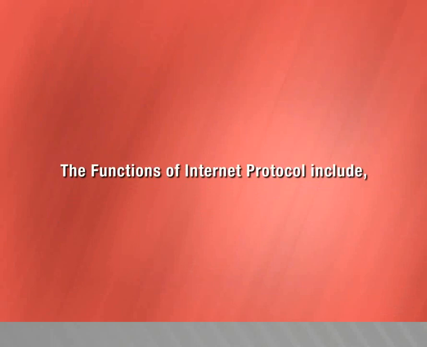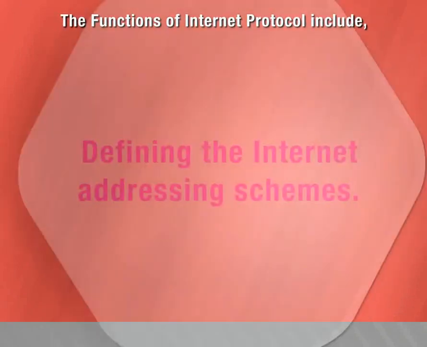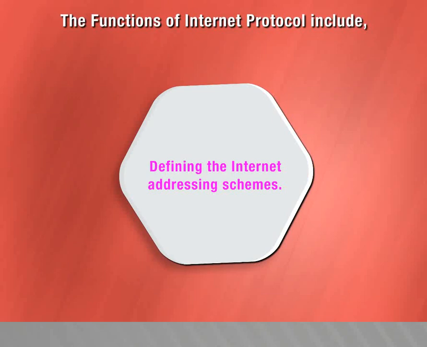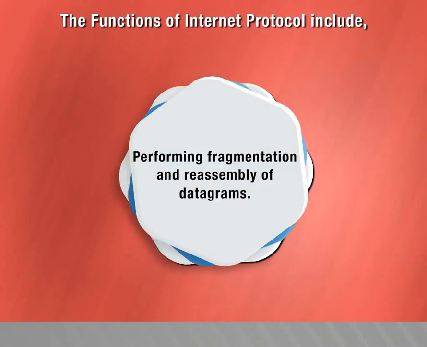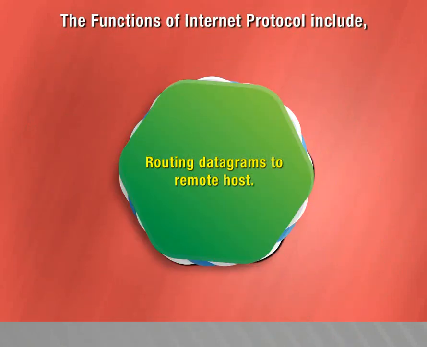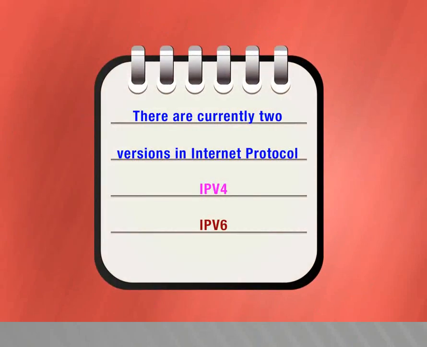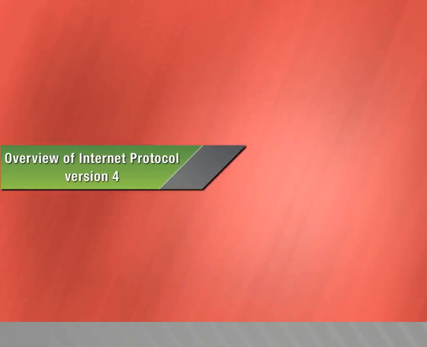The functions of Internet Protocol include defining the Internet addressing schemes, moving data between the network access layer and the host-to-host transport layer, performing fragmentation and reassembly of datagrams, and routing datagrams to remote hosts. There are currently two versions of Internet Protocol, IPv4 and IPv6. Overview of Internet Protocol version 4.